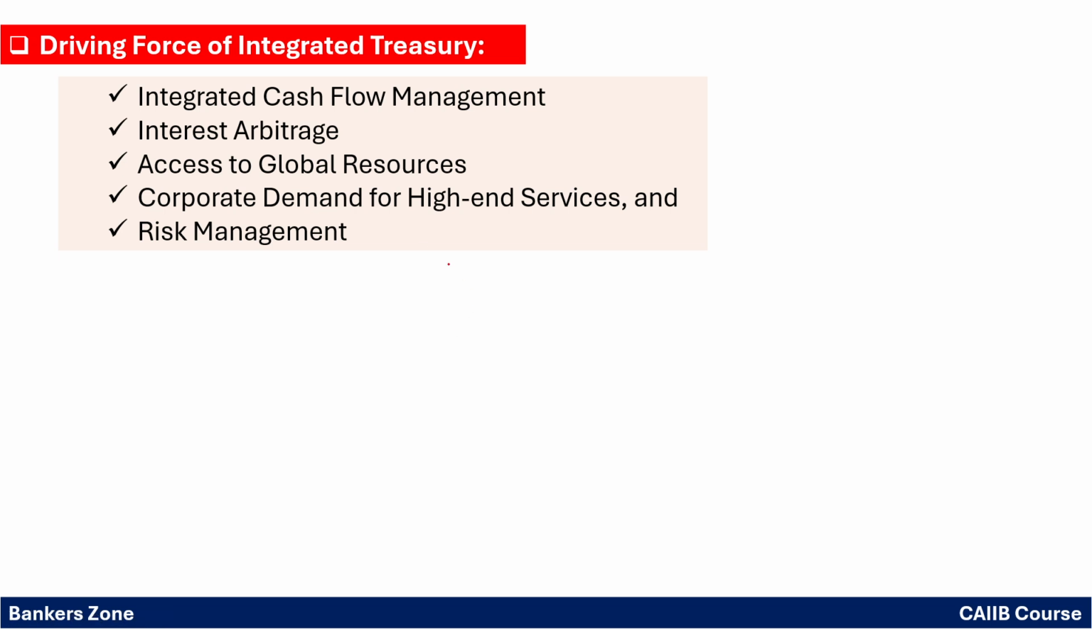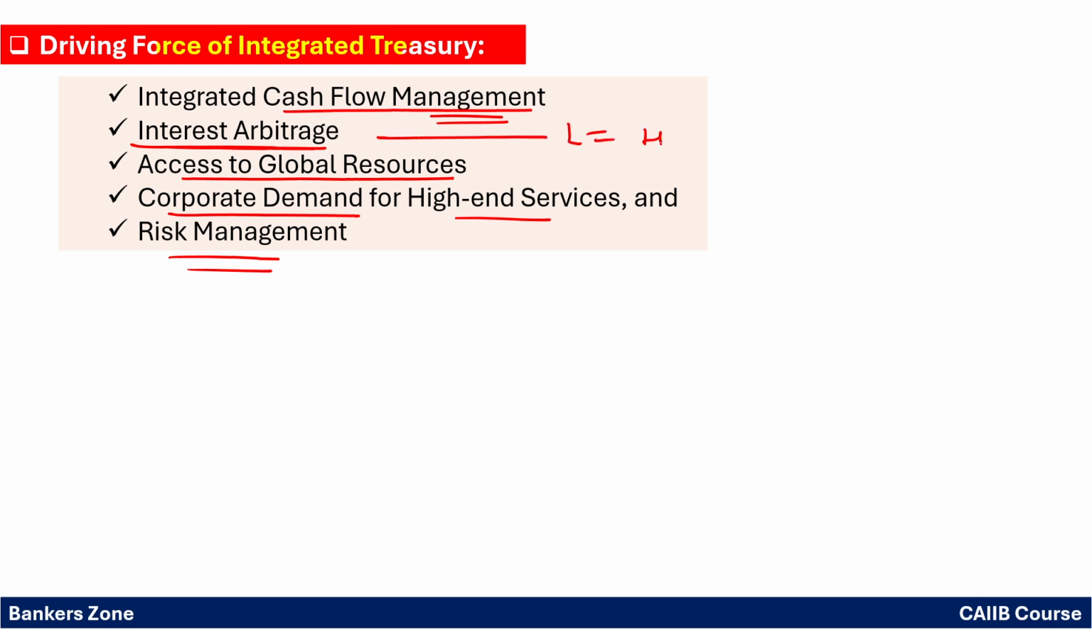Okay, now what are the driving forces of an integrated treasury? So the integrated cash flow management, the interest arbitrage, then access to the global resources, corporate demand for the high-end services and the risk management. So these are the reasons basically why we need the integrated treasury, right? So if we have to manage the cash at a global level, right, then what does interest arbitrage mean? Borrowing at a lower interest and lending at a higher interest. That is simply the interest arbitrage. Then the access to the global resources, corporate demand for the high-end services and the risk management. So obviously big clients are there, they need the high-end service, right? So these are the reasons basically why we need the integrated treasury.